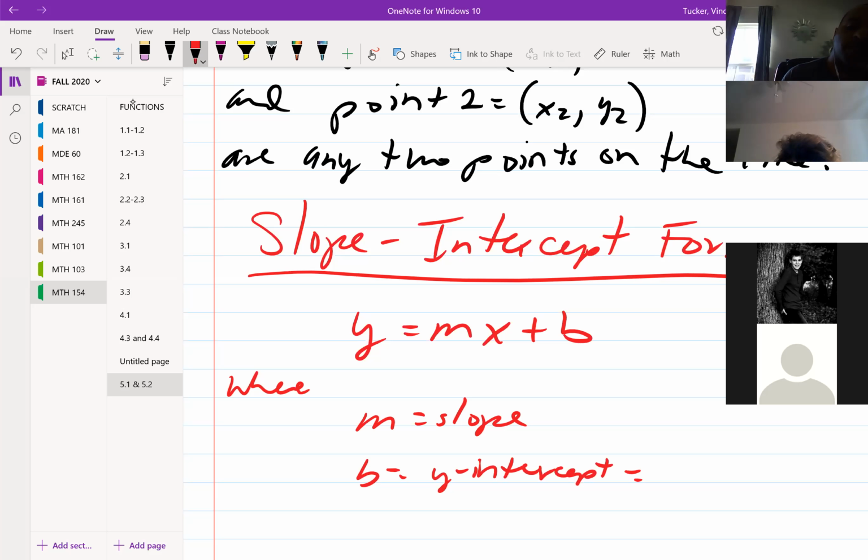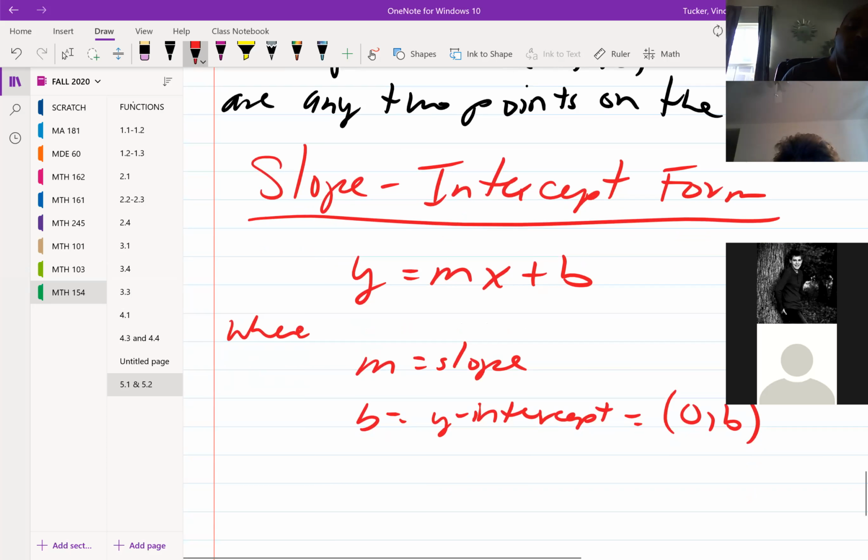Characteristic of all y-intercepts is that x is 0. So that means the ordered pair for your y-intercept would be (0, b).